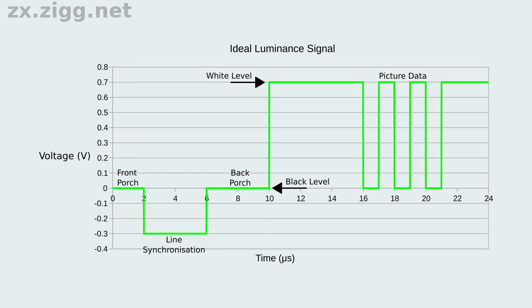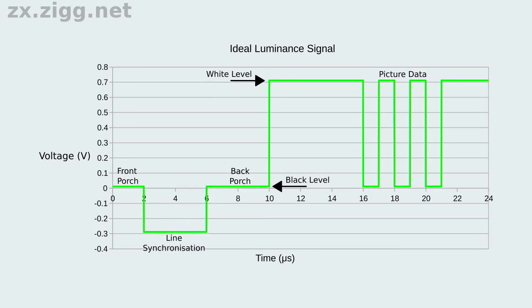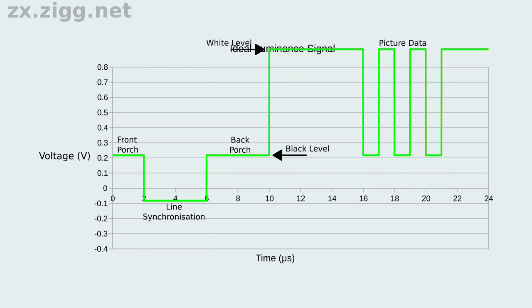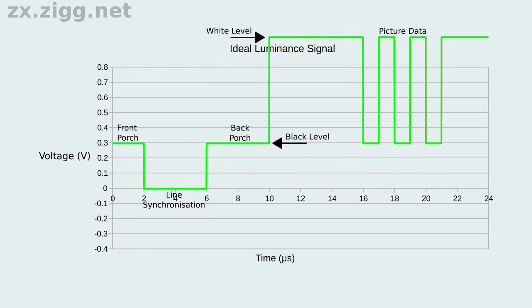Nevertheless, most televisions that have a composite video input expect it to be approximately as shown in this graph. Because of the increased complexity of generating negative voltages in devices that have no negative power supply rail, it's usually acceptable to offset the composite signal so that line synchronisation is indicated by 0 volts. This is what we'd like to see come out of the ZX81.